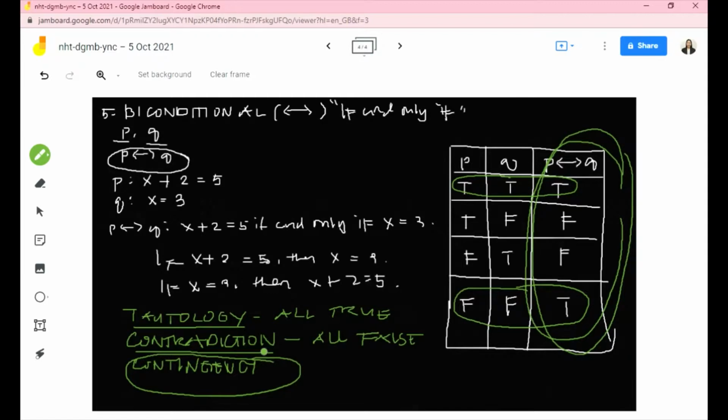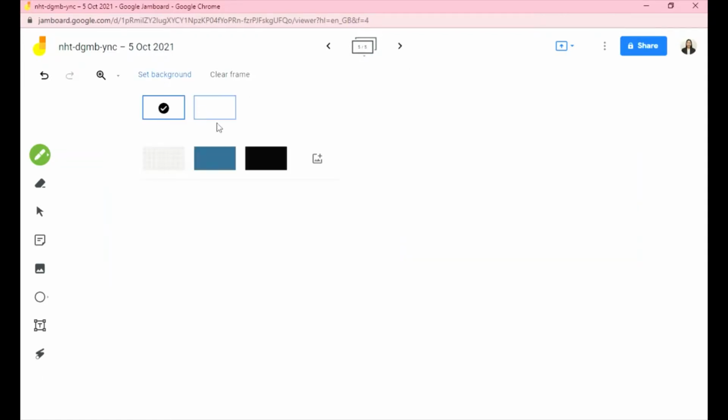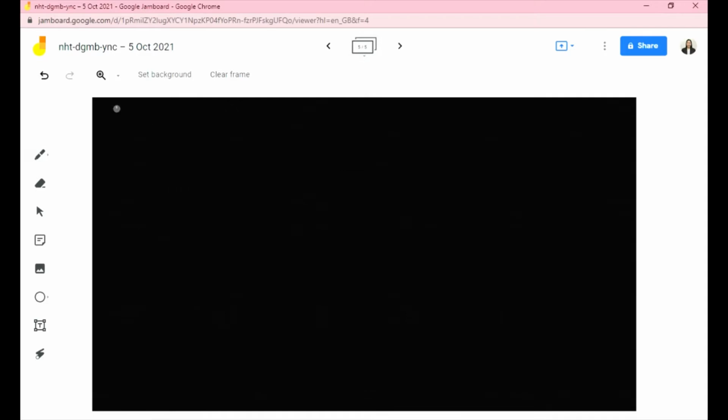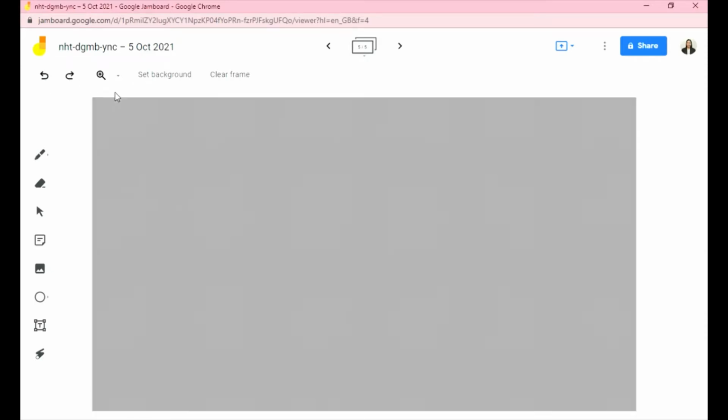Okay, so let's try to construct a truth table. Let's have it here. Construct a truth table for, I'll just write TT, rather. Oh, I'll just complete it. Okay, for a while.